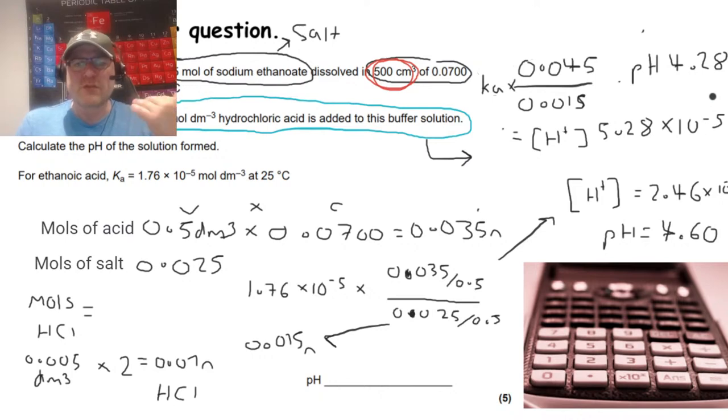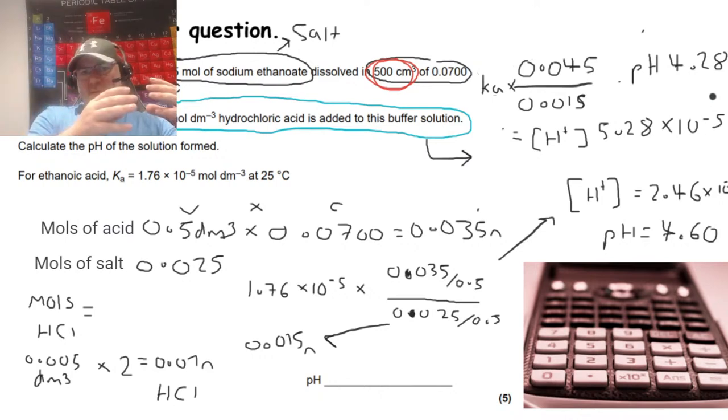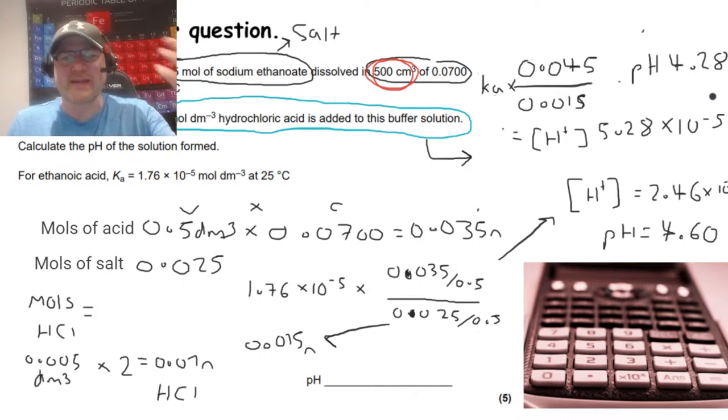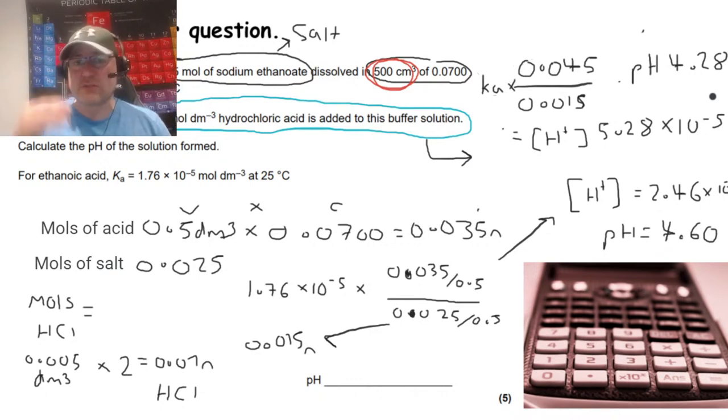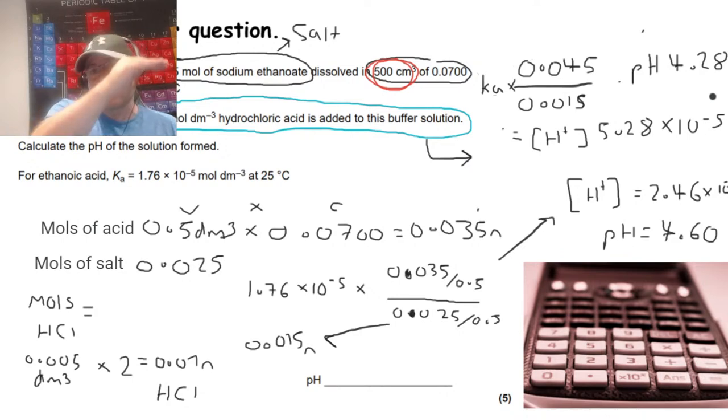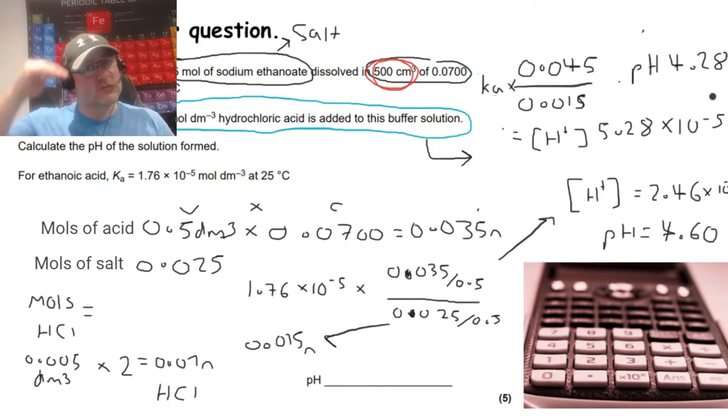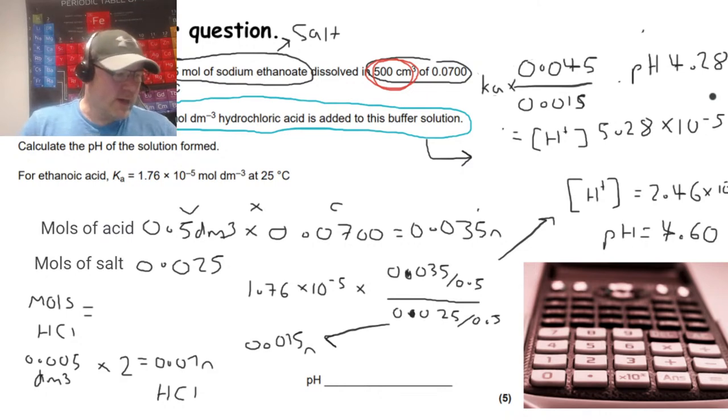So always remember, you have a buffer with the salt and the weak acid, and then they'll add an acid or add an alkali in a lot of these questions, and you've got to move one of the sets of moles that you've calculated up, and the other one down for the reaction. If you've added acid, your acid moles increase and your salt moles decrease. If you've added a base, then your acid moles decrease and your moles of salt ions will increase.